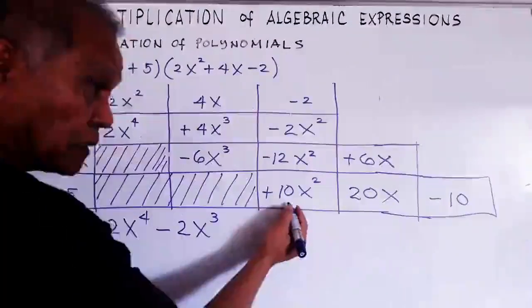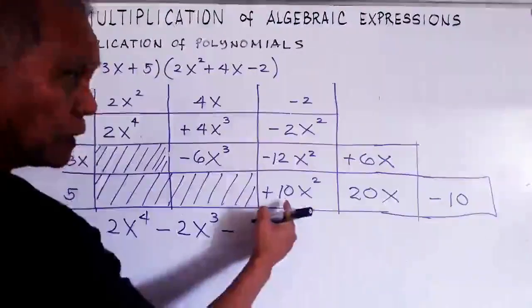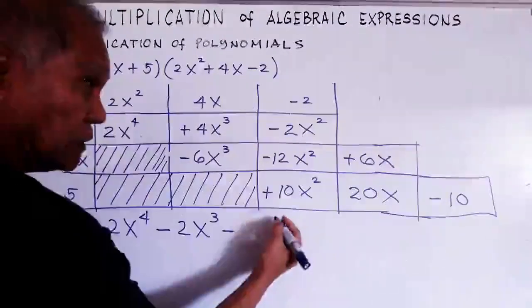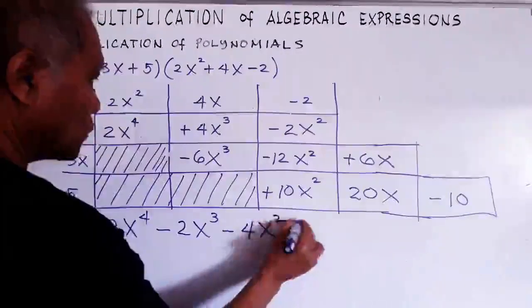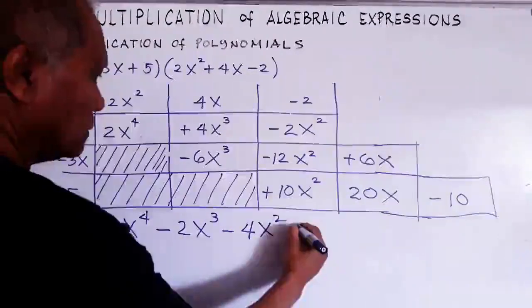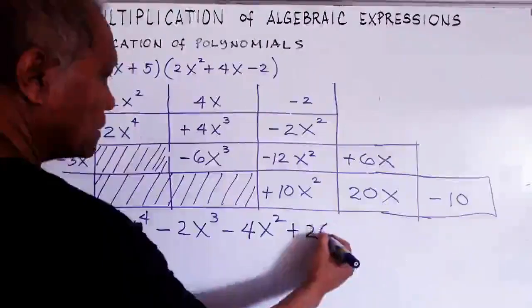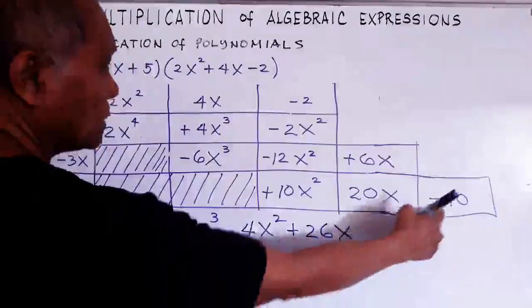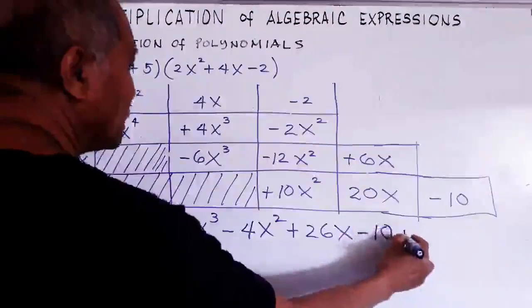And negative 14 is greater than 10. So you have negative 14 plus 10 is negative 4. And then x squared. And this one, positive and positive, we add. Positive 6 plus 20 is 26x. And then minus 10, just copy minus 10.